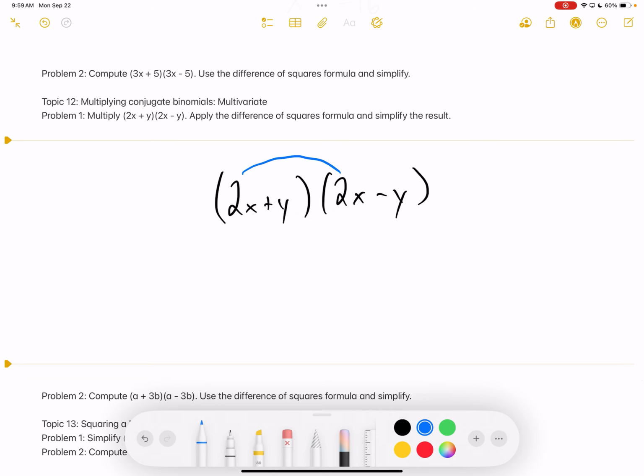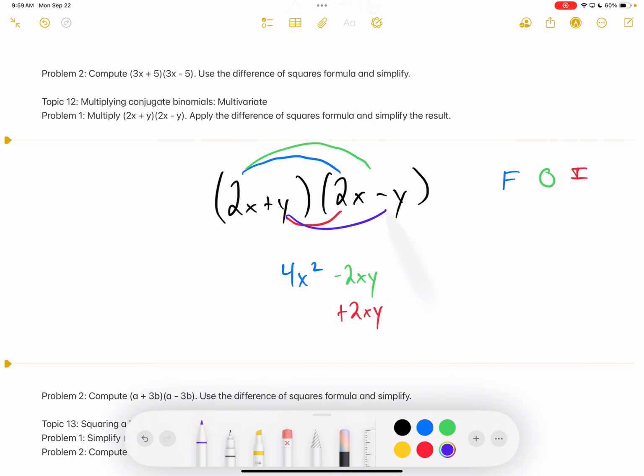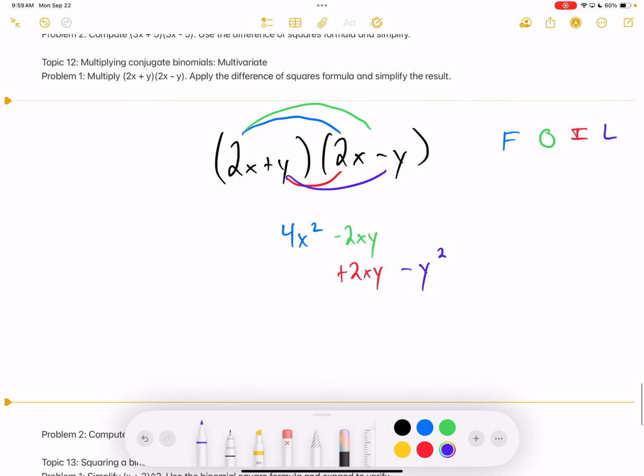So do FOIL. 2x times 2x is 4x squared. 2x times negative y would be negative 2xy. Y times 2x would be positive 2xy. And then y times negative y would be negative y squared. So when I add these up, 4x squared, the negative 2xy plus 2xy cancel out. So I get negative y squared.